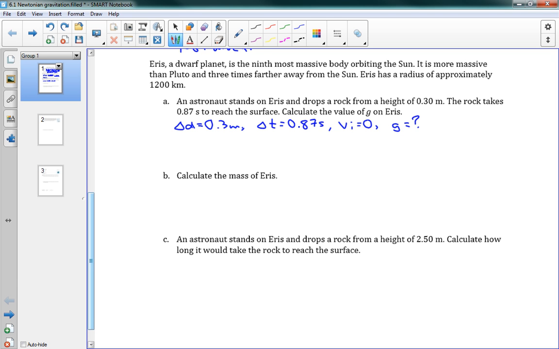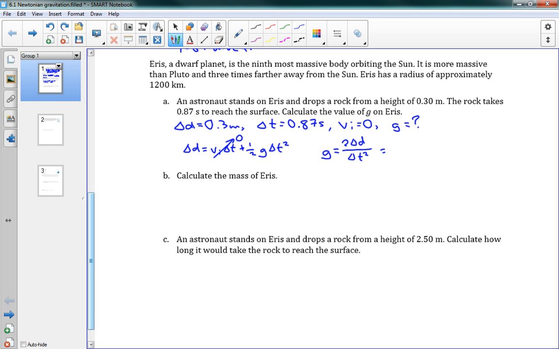So I can use an equation. Delta d is vi delta t plus 1/2 g delta t squared. Again, I'm just using g as my acceleration value here. Okay, great. Now, vi delta t. Vi is 0, so this whole term becomes 0. That means that if I want to find g, I just need to worry about this second term here. So I can rearrange: g is equal to 2 delta d over delta t squared.